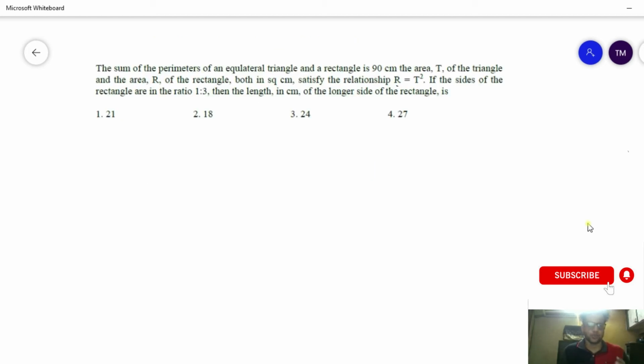So let's try to read this question. The question says, the sum of the perimeters of the equilateral triangle and the rectangle is 90 cm. Also, we have been given the relationship between the area of the rectangle and the equilateral triangle, that is R is equal to T square, and the ratio of the sides of the rectangle is also given, which is 1:3. So if one of the sides of the rectangle is x, the other side becomes 3x.